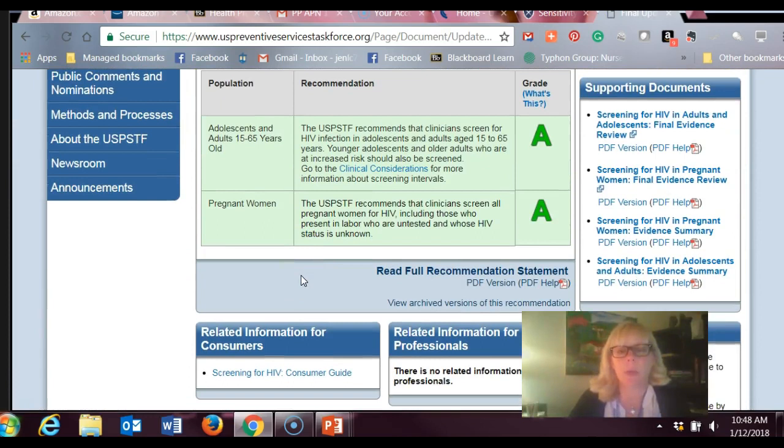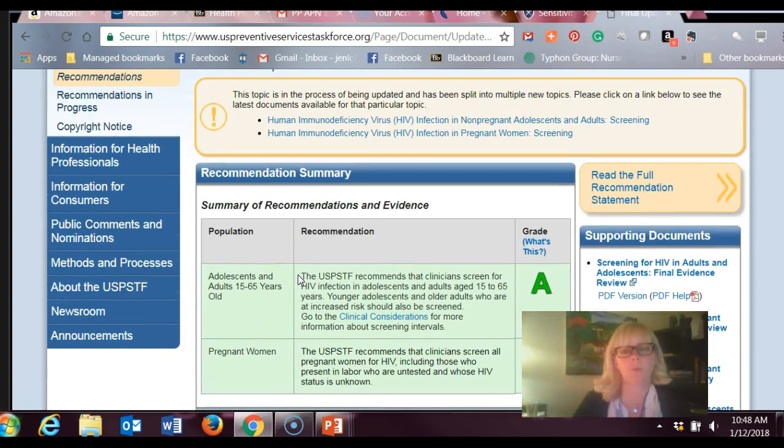All right, so they recommend that clinicians screen for HIV, anybody ages 15 to 65. And younger adolescents and older adults who are at increased risk should be screened. So that is a grade A, so anybody ages 15 to 65 should be screened, as well as pregnant women should all be screened for HIV. They don't need a consent form, you can just draw it.